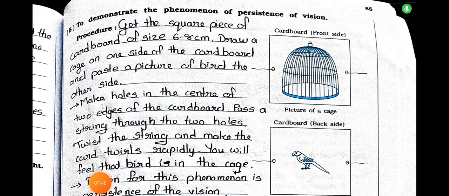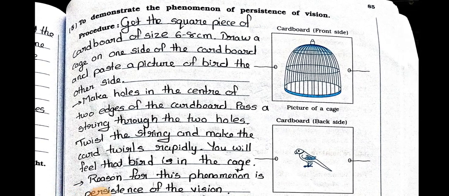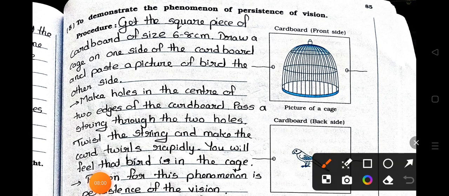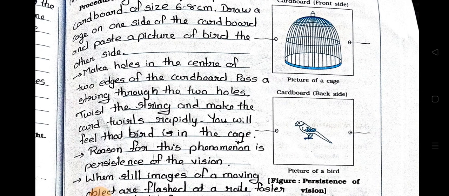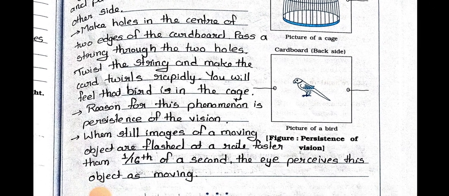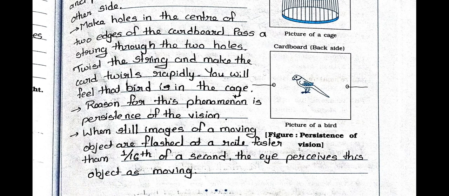Number 5. To demonstrate the phenomenon of persistence of vision. Procedure. Get the square pieces of cardboard of size 6 to 8 cm. This is the cardboard. Draw a cage on one side of the cardboard. On one side you have to draw the cage, and on the other side paste a picture of the bird. Make holes in the center of the two edges. This is the hole.